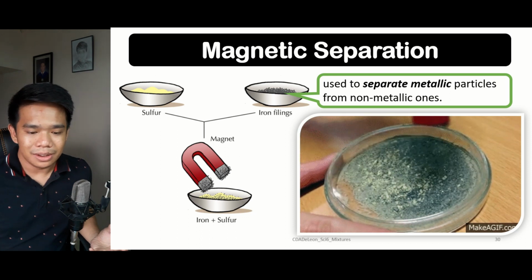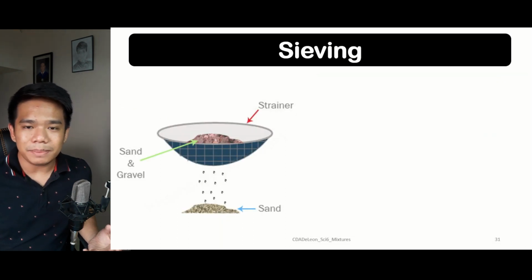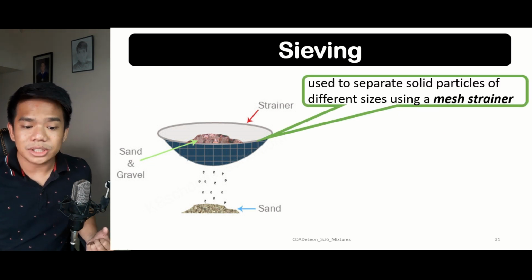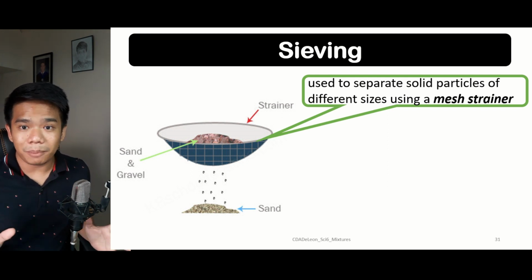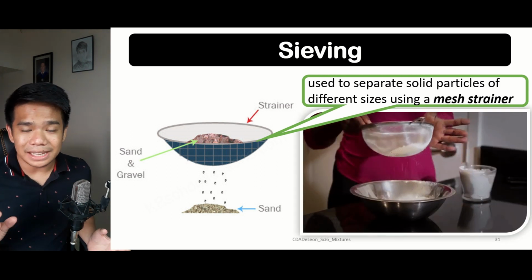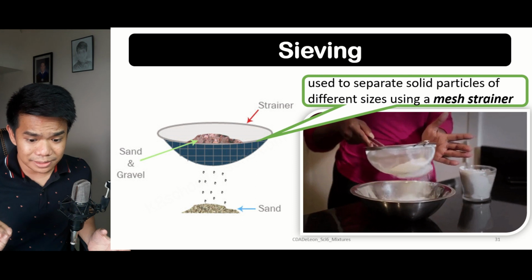Okay, another method of separating mixtures is the idea of sieving. In this case, from the word itself, you use a sieve or a mesh strainer in order to separate solid components of different particle size. Usually this is used in baking. Fine flour is separated from the granules itself.